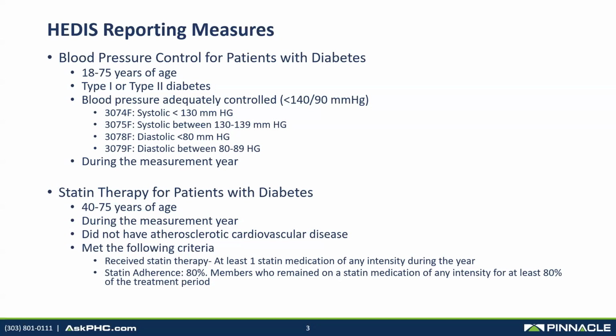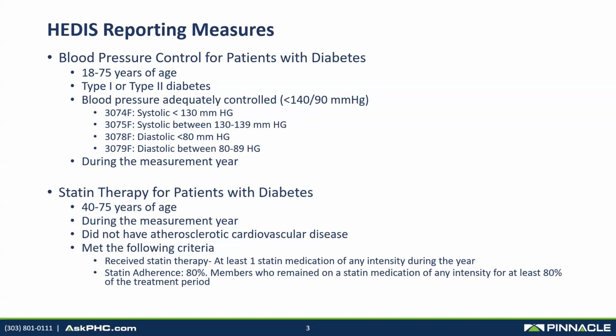And we're looking for those blood pressures that are adequately controlled. We are not looking at anything over 140 over 90, systolic and diastolic. It means that their blood pressures are being controlled with an underlying disease of diabetes. So we're typically looking for those 3074Fs, which is our systolic under 130, 3075F, which is systolic between 130 and 139, our diastolics under 80, and then our diastolics between 80 and 89.